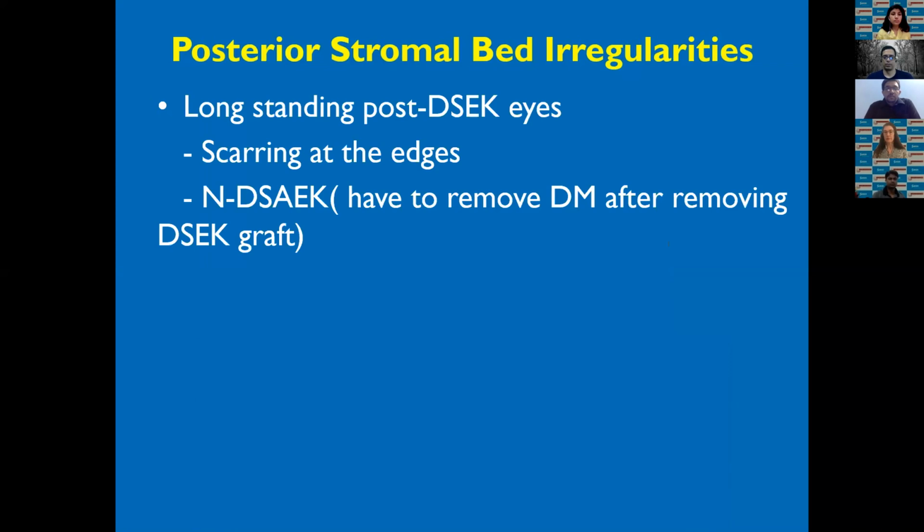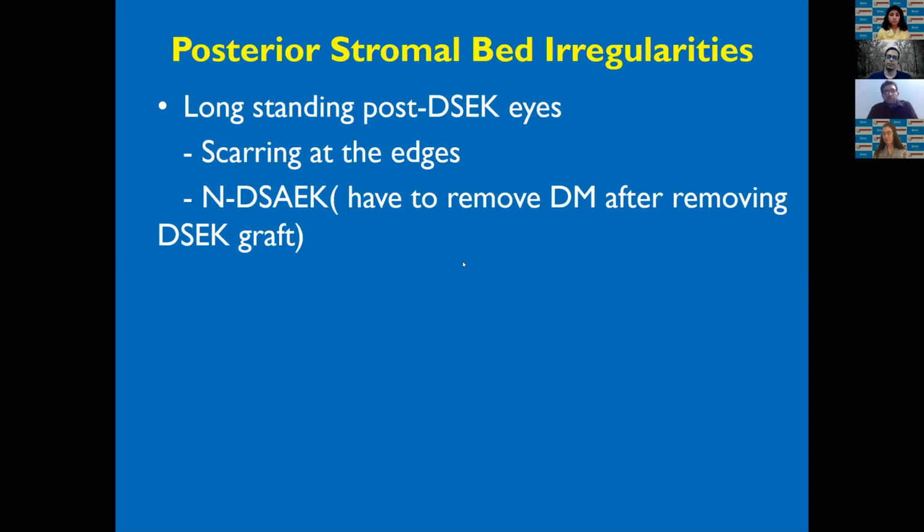Now, in long-standing DSEK cases where we are planning DMEK, there may be scarring at the edges. Sometimes in those cases, you see a lot of scarring, and while removing the graft, you see that the peripheral Descemet membrane falls off and there's a recess over there. That needs to be addressed because while doing your unfolding, the graft can go and stick over those areas. So it is important to make the peripheral area also as smooth as possible.